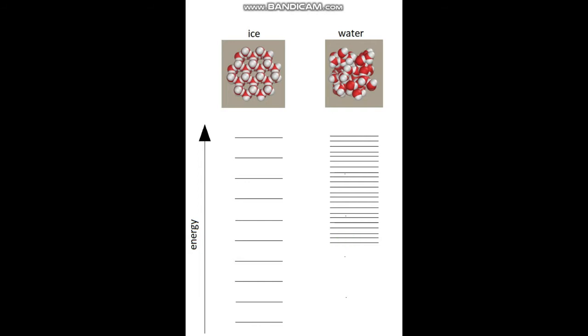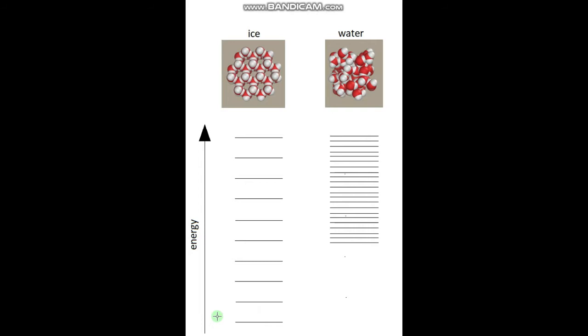So what does that mean? Well, at extremely low temperatures, if we were close to absolute zero, where there is very little energy available to put into the system, it would definitely be ice, because all of the molecules would essentially be trapped down in this lowest level here.